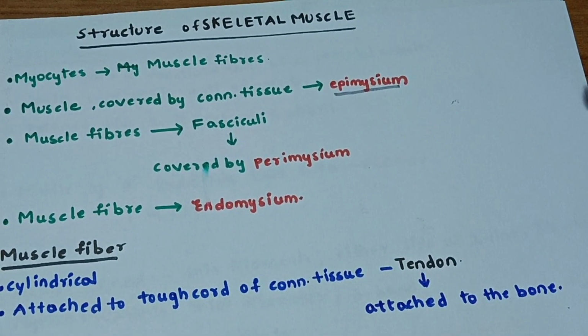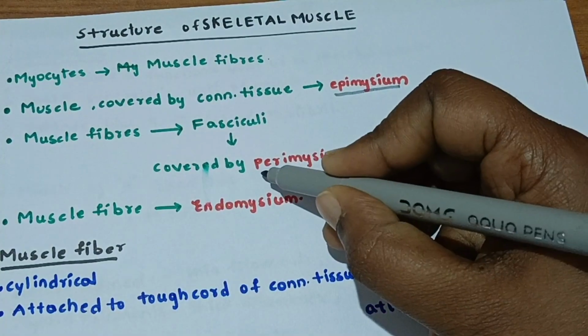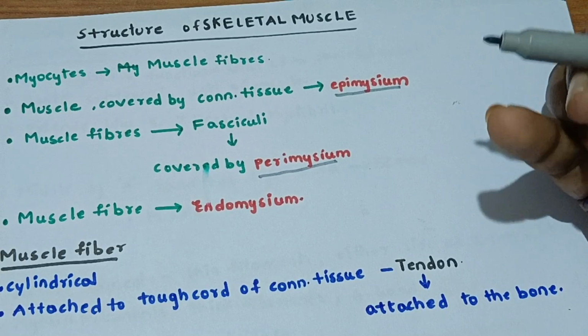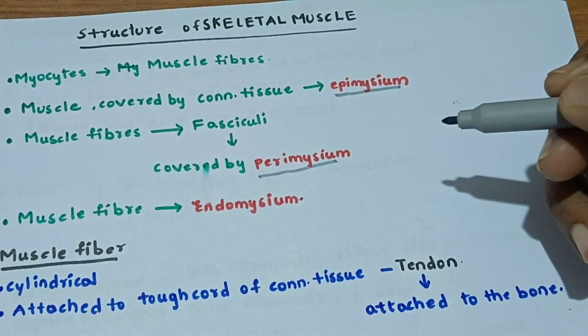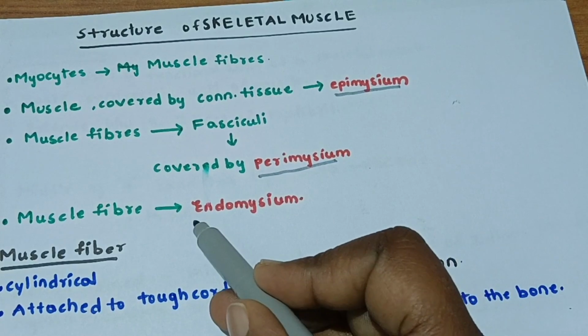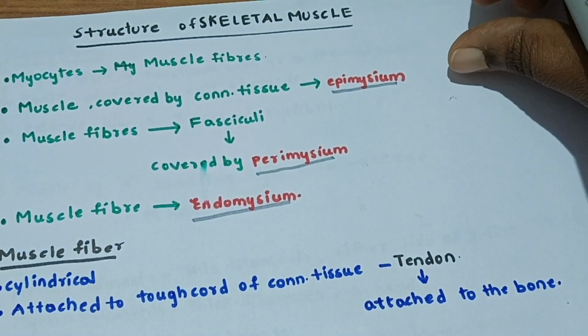The complete muscle is covered by a connective tissue known as epimysium, whereas the fascicles of muscle fibers are covered by perimysium. The muscle is covered by epimysium, the fasciculi are covered by perimysium, and each muscle fiber is completely covered by endomysium.